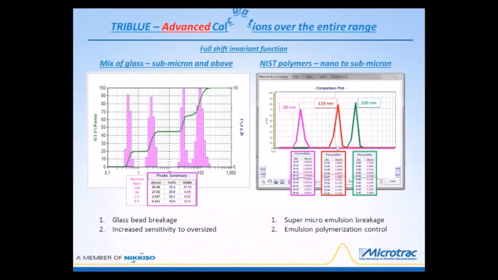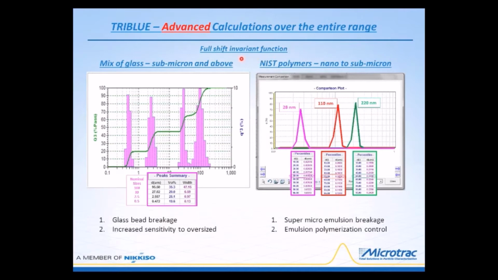Now we also have the third instrument, which is the tri-blue. And the tri-blue uses three blue lasers, and these are very highly advanced calculations. And again, this allows us to take the blue lasers and use the calculations over the entire range of the instrument. This takes us back to what we call a full shift invariant function, and I really don't have the time to go through that right now, but I can send you an original publication on this whole concept. And if you visit one of our seminars that we do across the country, I can go into more detail about that at that time.